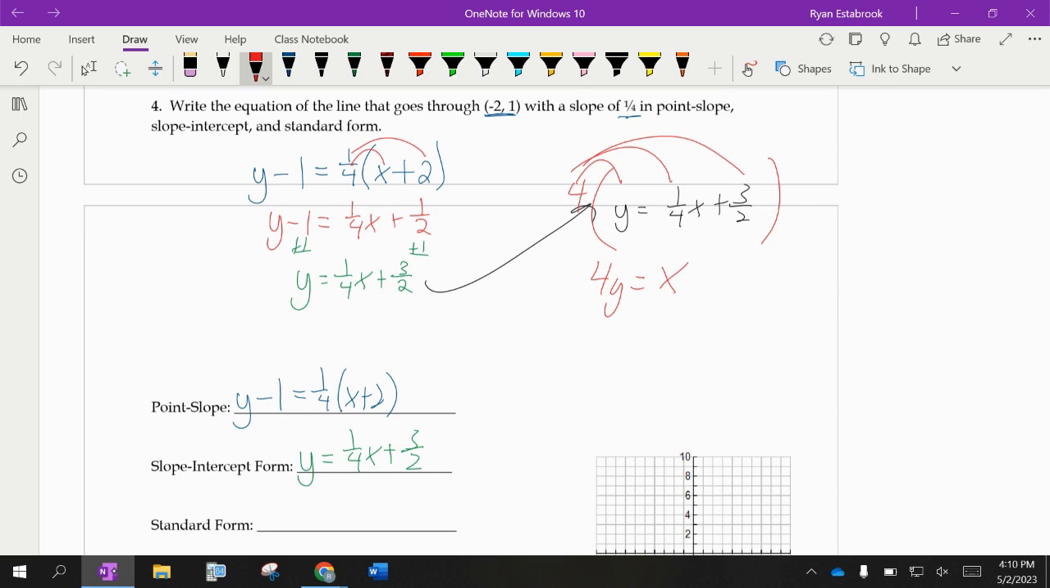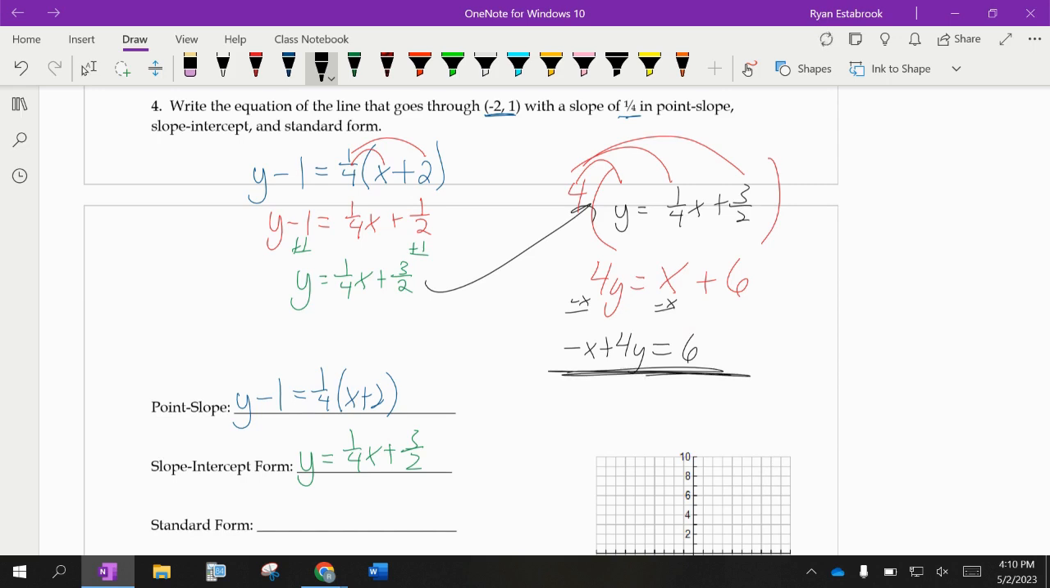4 times 1x is x. And then 4 times 3 over 2. 4 times 3 is 12. 12 divided by 2 is 6. So that looks a little bit better. Let's subtract x from both sides. Negative x plus 4y equals 6.